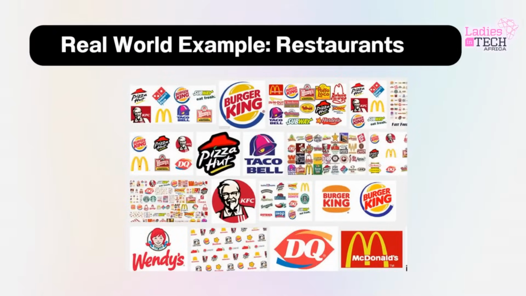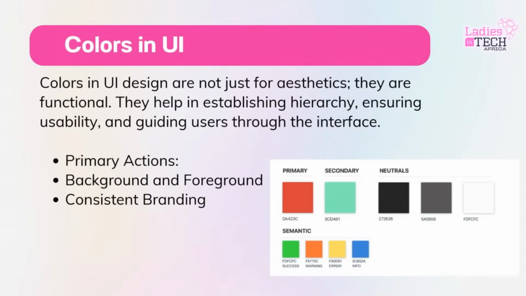Okay. So let's look at colors in UI. Colors in UI are not just for aesthetics, and I think we understand that by now. Apart from aesthetics, it is also functional. Remember, UI UX is not art, it is deliberate. It's functional and then looks good, and both of them go together. It can't look good without being functional, and it can't be functional without looking good.